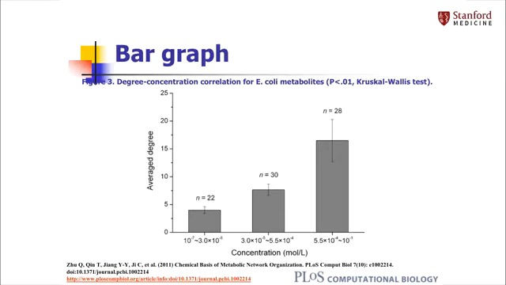I also love the fact that they've put the n's, the sample sizes, on each bar to indicate how many are in each group. Normally people leave this information off, but it's so important for the reader to have that information at their fingertips that I love to see it put on the graph like this. So this is a nice bar graph that has a clear take-home point. The outcome, averaged degree, is increasing over increasing concentrations.